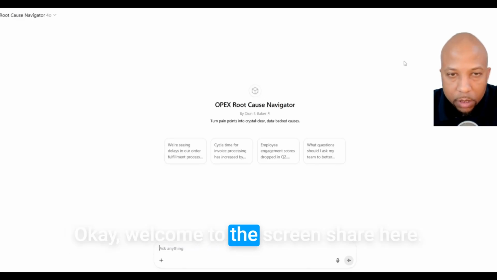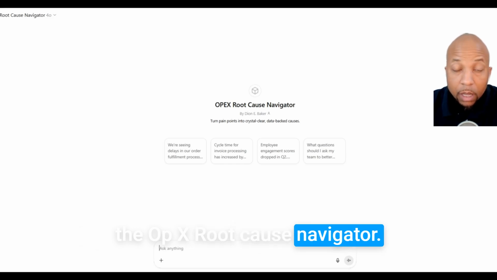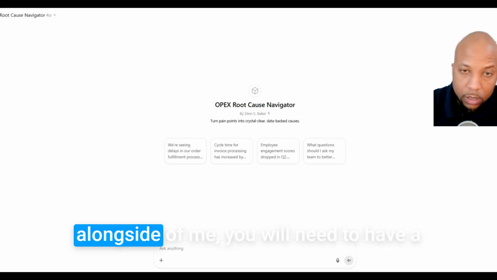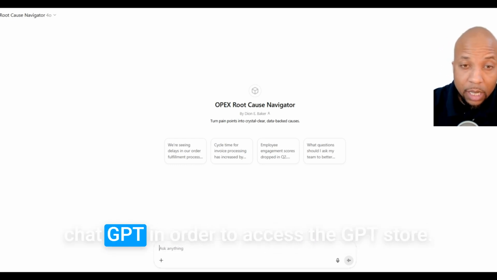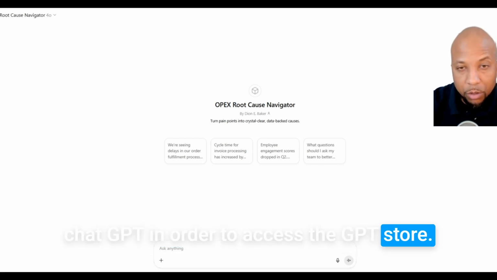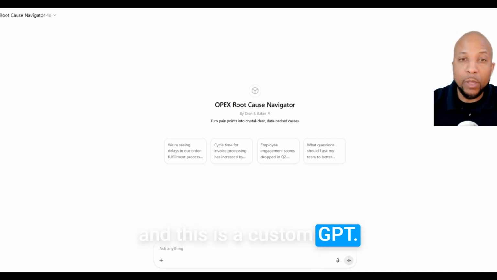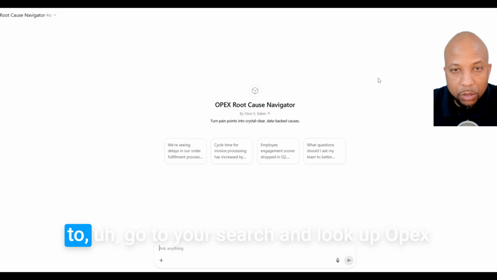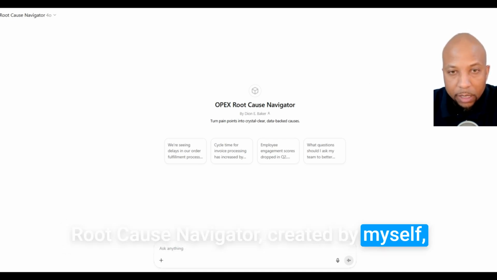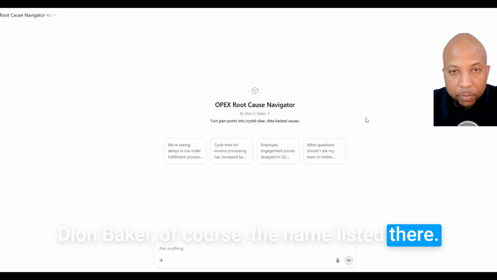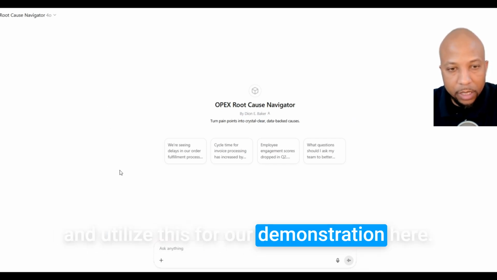Okay. Welcome to the screen share here, and here you are looking at the OPEX Root Cause Navigator. If you would like to get to this and work alongside of me, you will need to have a premium membership at this time with ChatGPT in order to access the GPT store to get access to custom GPTs, and this is a custom GPT. So if you do, go to the GPT store and go to your search and look up OPEX Root Cause Navigator, created by myself, Deon Baker, of course, the name listed there. And without further ado, we'll go ahead and utilize this for our demonstration here.